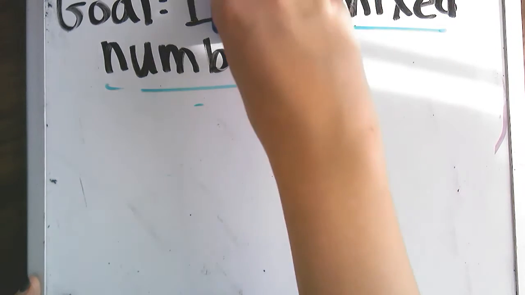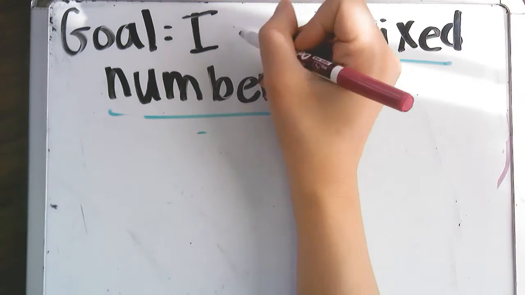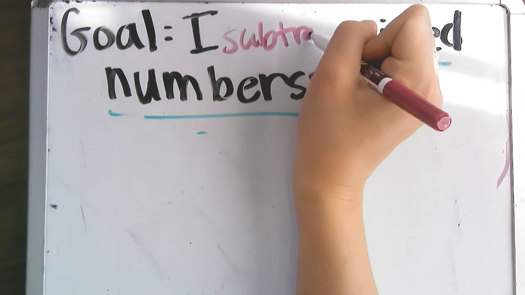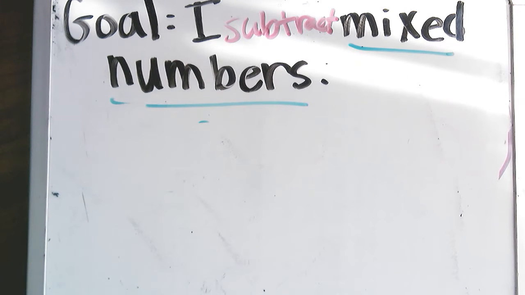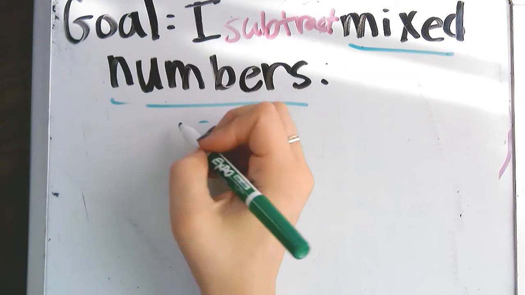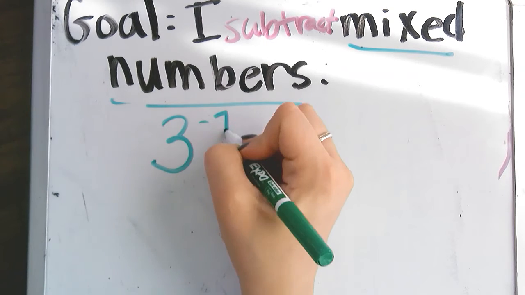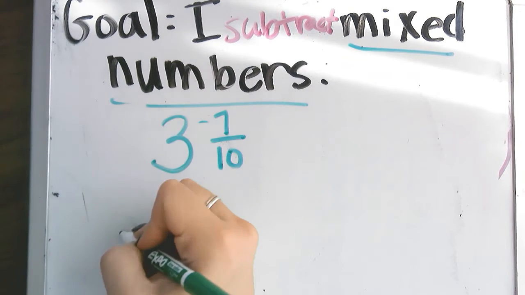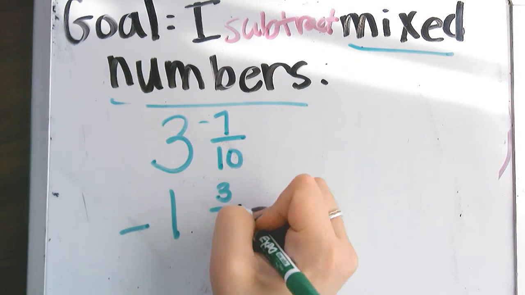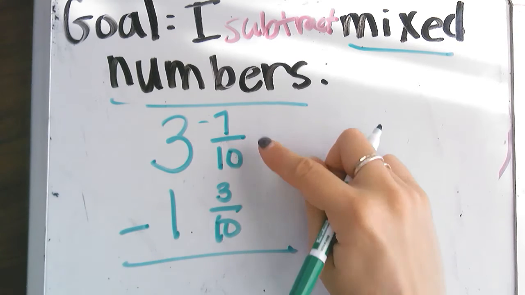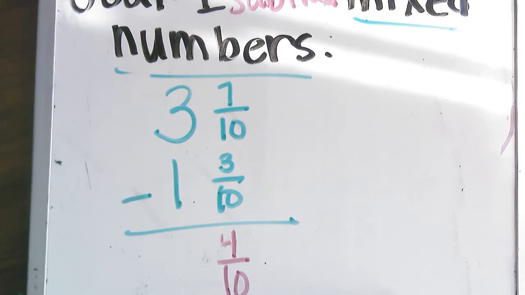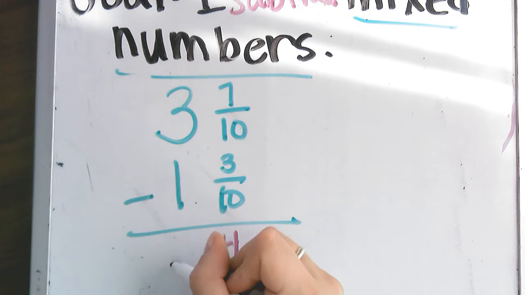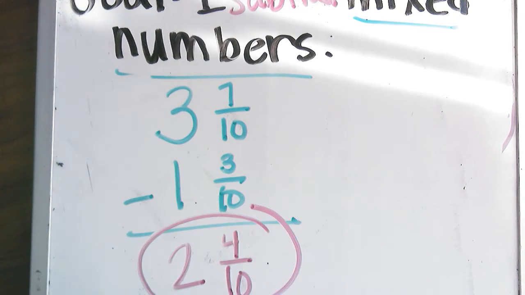We're also going to look at subtracting mixed numbers today, because this is kind of review. We did this a little bit before. So when we subtract mixed numbers, the same thing's going to happen. We're going to have 3 7/10 minus 1 3/10. So again, we start with our fractions. 7/10 minus 3/10 is 4/10. 3 minus 1 is 2. So my answer is 2 4/10.